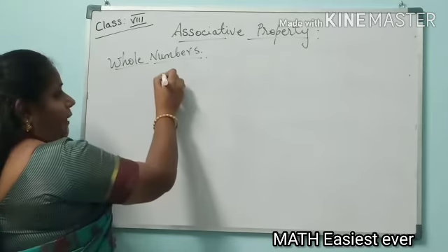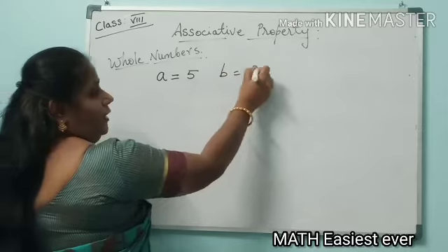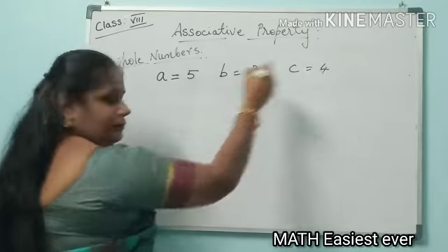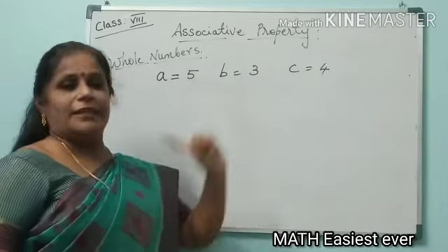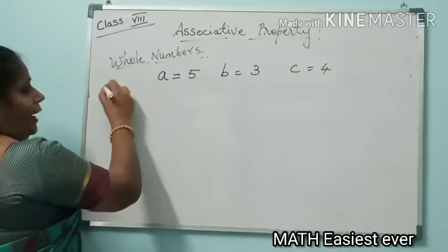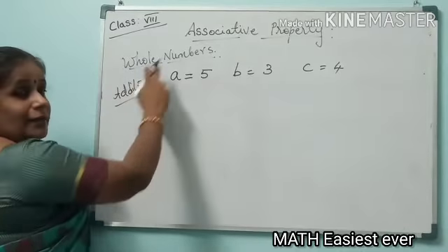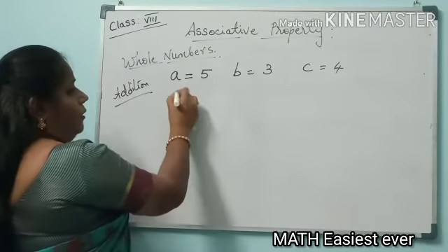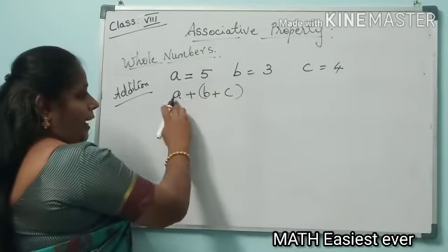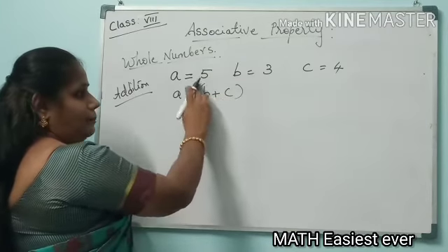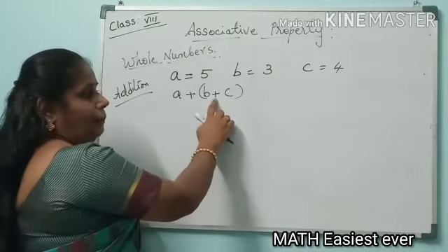For that, let me take whole numbers A as 5, B as 3 and C as 4. Okay, we have to take 3 whole numbers. Now, first we are going to do the associative property of whole numbers under addition. So, we have to group in such a way that it's A plus (B plus C), that is B plus C within brackets. That means first we have to add B plus C.